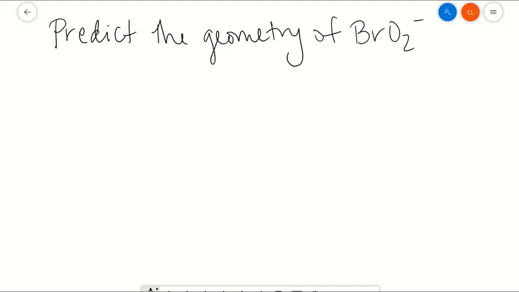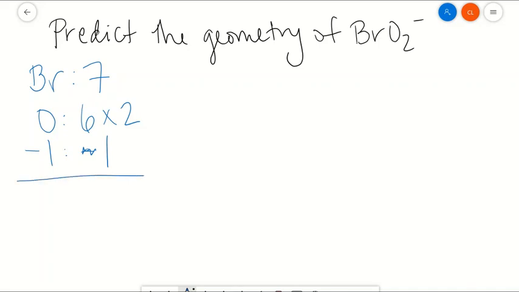And this is the answer that we were interested in. And let's take a look at another practice problem. We want to predict the geometry of BrO2-. So again, you always want to start with that valid Lewis structure. So you count up the total number of valence electrons. Bromine has 7 valence electrons. Each oxygen has 6. And here we're dealing with a polyatomic ion, so that negative charge means 1 electron. So if we add these all up, we get 20 electrons total, 20 valence electrons that we can put around.